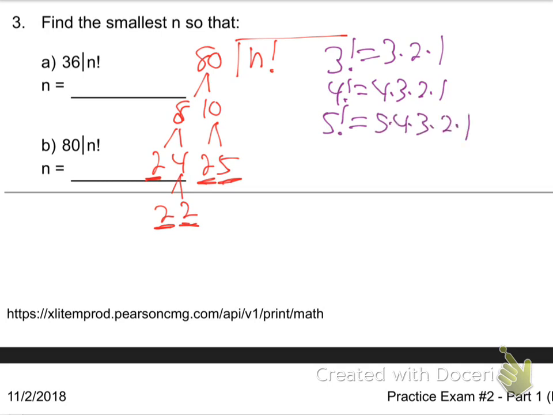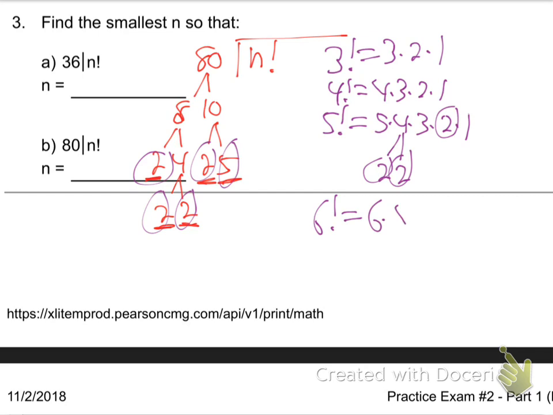You with me to there? That making sense? So does 5 factorial have 1, 2, 3, 4 2s and a 5? Does he have 4 2s? I don't think so. There's 1, 2, 3 2s. He doesn't have 4. So how about 6 factorial?